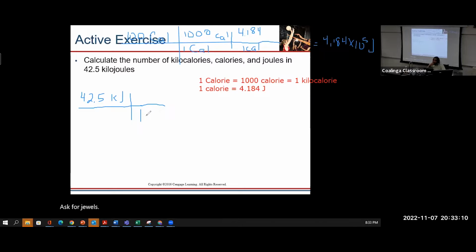So how many joules are in a kilojoule? Kilo, what does kilo mean? Kilo. 1,000. So we know that 1 kilojoule is going to be 1,000 joules.